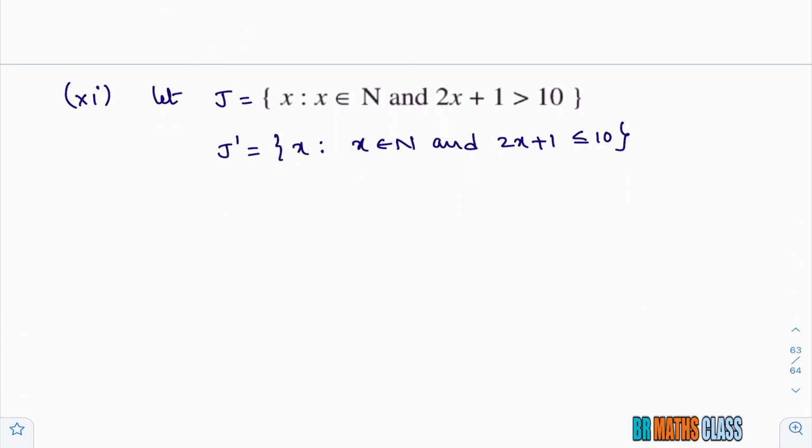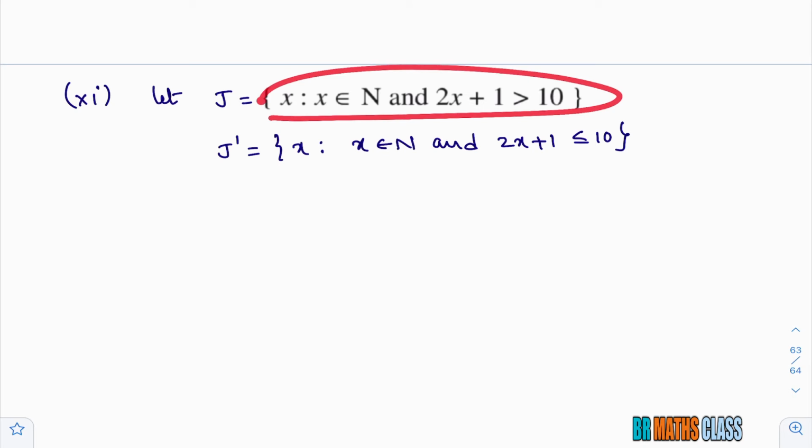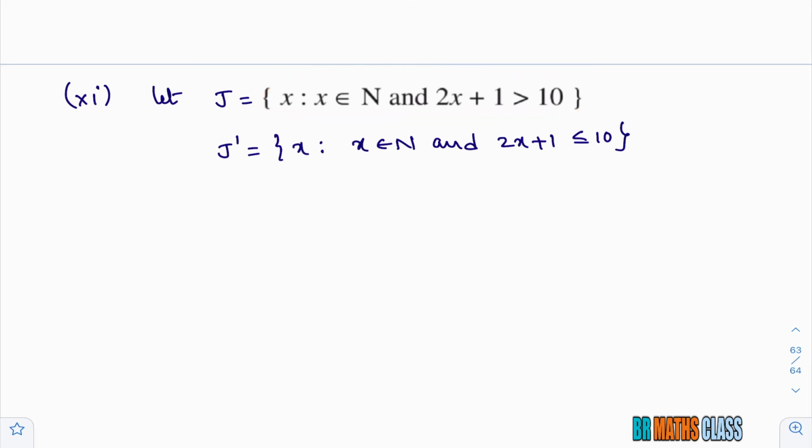Okay. Now you see this ninth bit. They given like this: x is a natural number and 2x plus 1 is greater than 10. Here greater than is given. Not greater than 10 means less than or equal to. Try to understand. When they give greater than, while writing its complement, you will write less than or equal to. When they give greater than or equal to, while writing its complement, you will write less than. This is the set J they given. I need to write its complement, right? x is a natural number and 2x plus 1 is less than or equal to 10, because they given greater than 10.